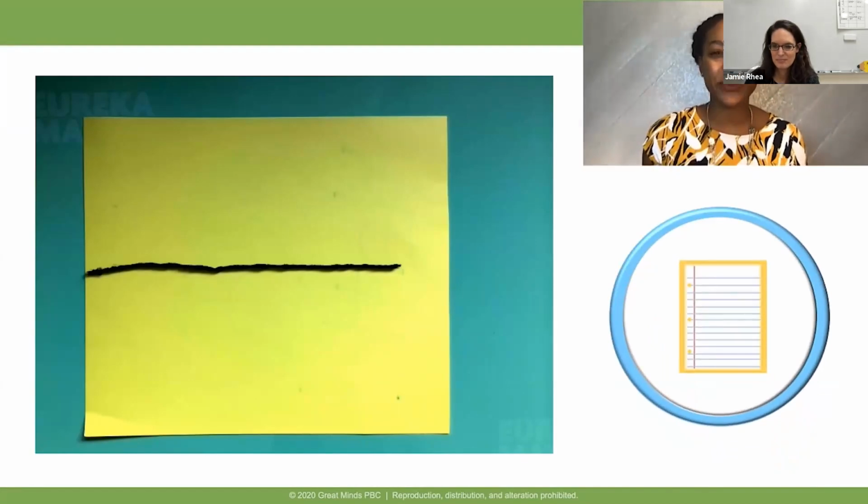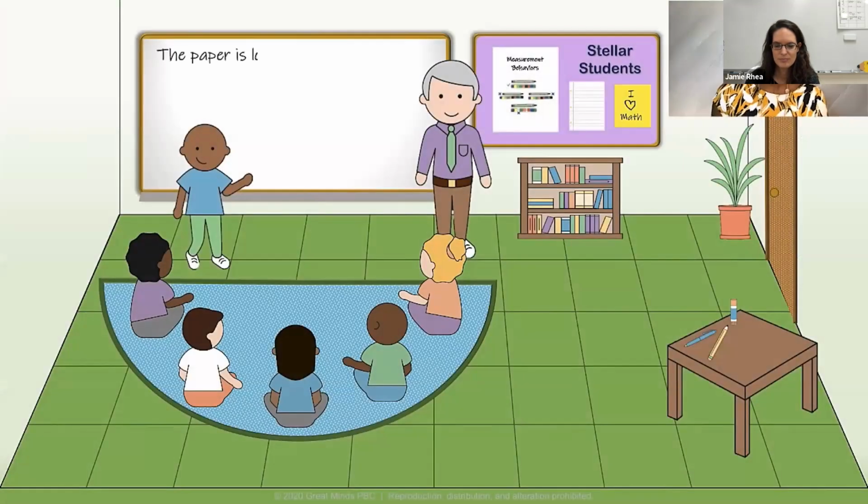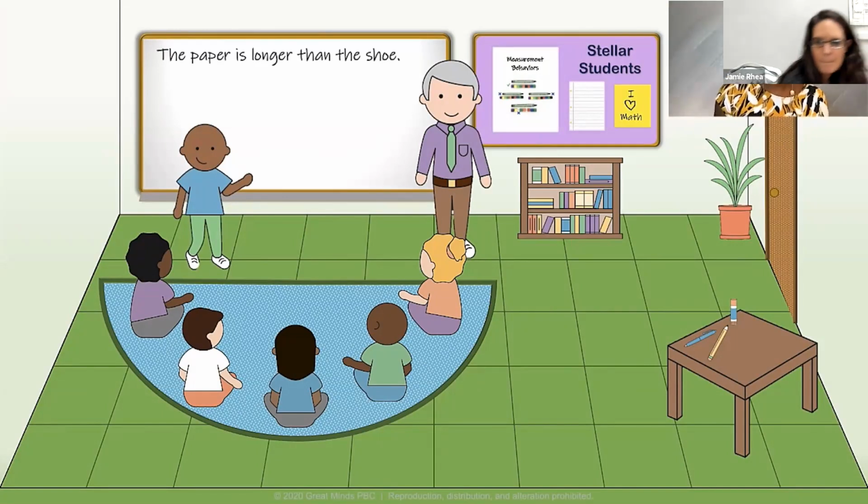Let's put that on the board in our virtual classroom. Class, we found something that was longer than Malik's shoe. Now, I want you to look around the classroom and see if you can find anything that might be shorter than Malik's shoe. Pause the video now and look around the classroom. Is there anything that you see that might be shorter than Malik's shoe?